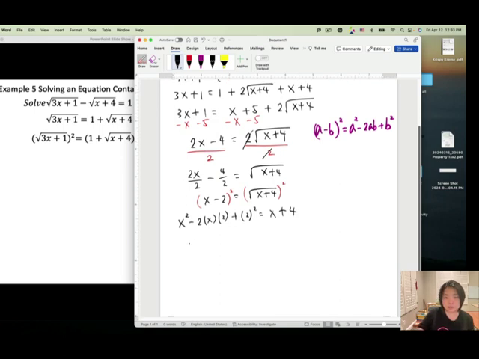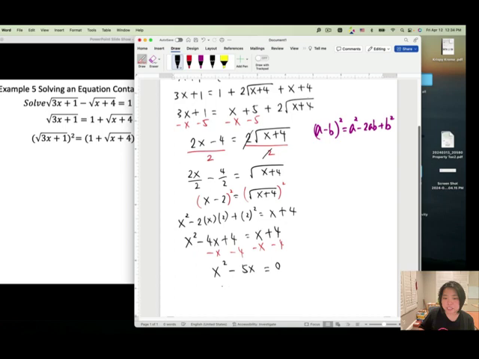Okay, right? One more. x squared minus 4x plus 4 equal to x plus 4. And then subtract x, subtract 4. So I have x squared minus 5x. I have x squared minus 5x equal to 0.